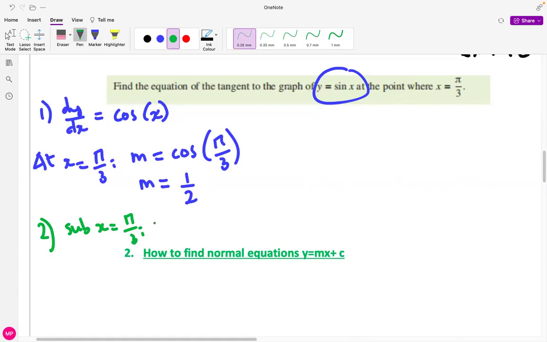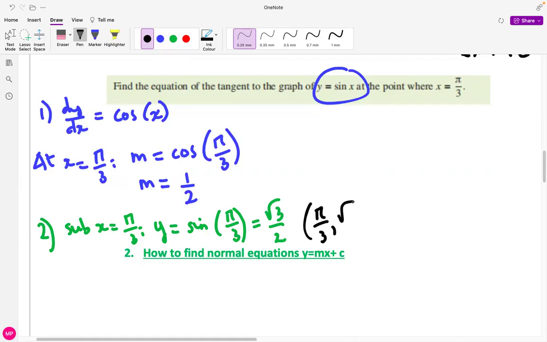Okay, we want a point. So we have y equals sine of pi over 3. And sine of pi over 3 is root 3 over 2. So by step 2, we can see that we have a point here. That point is when x equals pi on 3, y is root 3 over 2, like that.